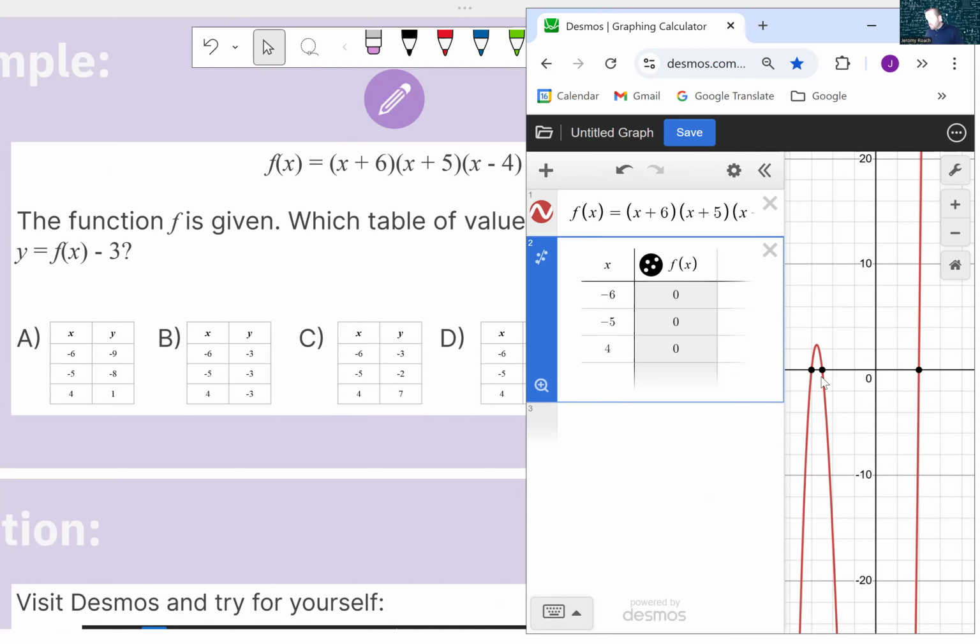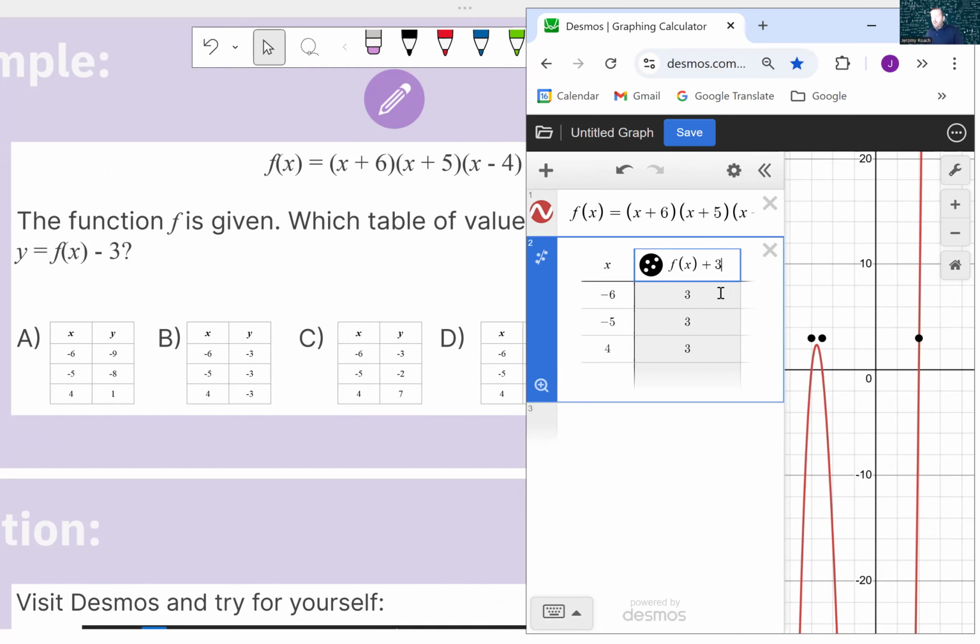But okay, so this is our table. So if it said which table is the function y equals f of x, then it would be this table here. But we want to know, what is f of x minus 3? Let's see if we can try to type this in. It might let us, it might not. Okay. We want to know, what is f of x plus 3?